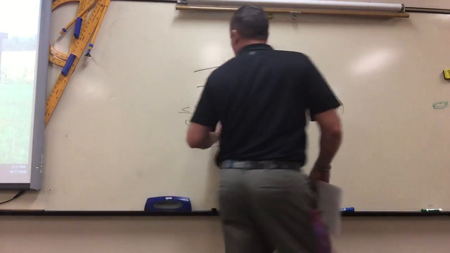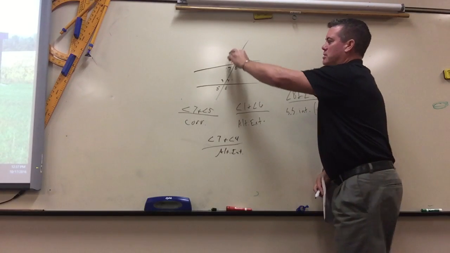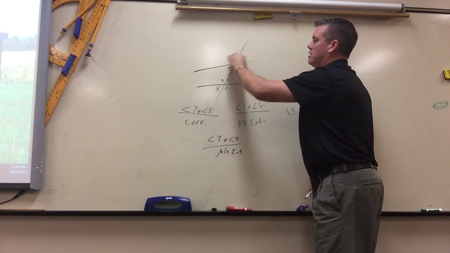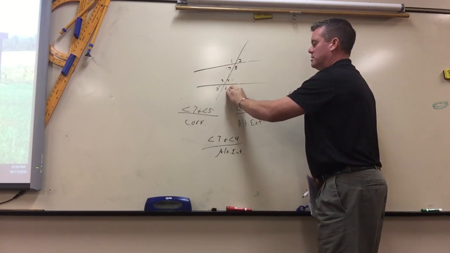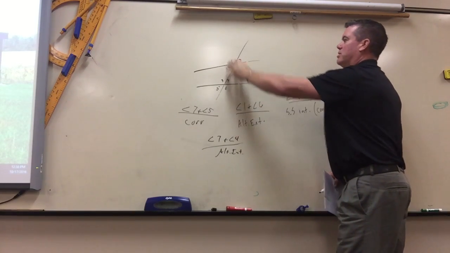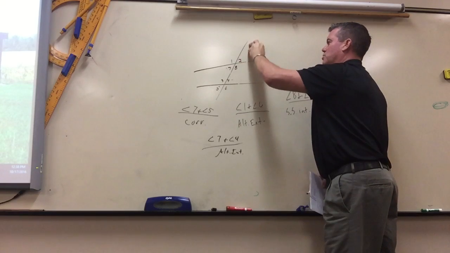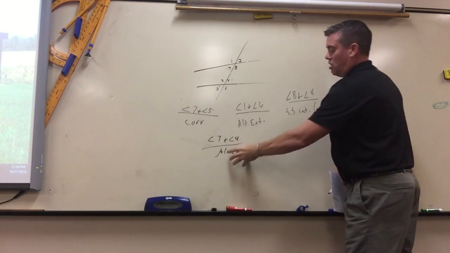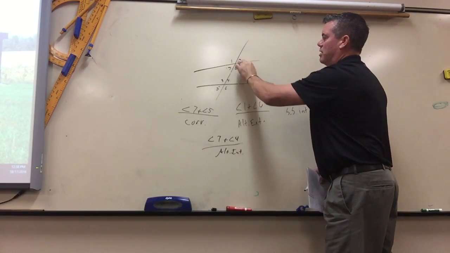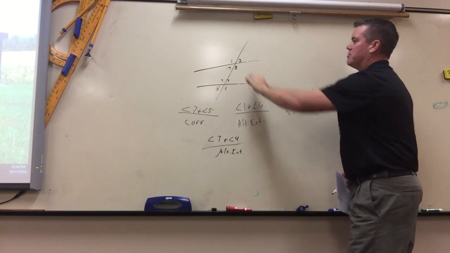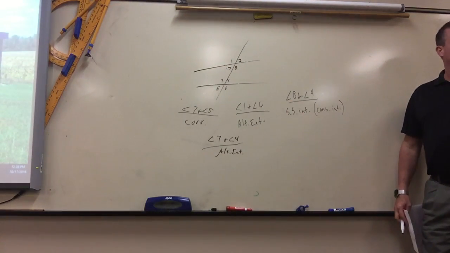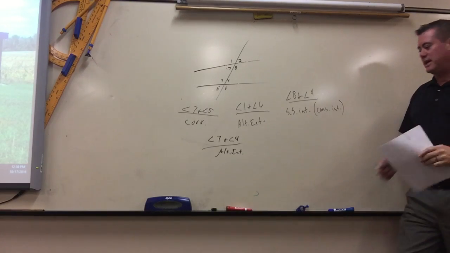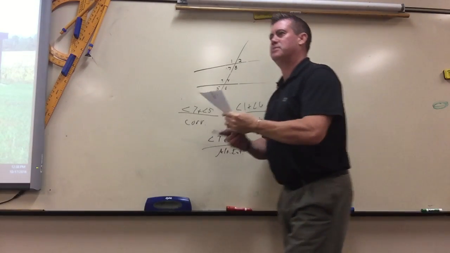So remember, corresponding are same position. 1 and 3, 2 and 4, 7 and 5, 8 and 6. Alternate exterior would be 1 and 6, 2 and 5. Alternate interior, 7 and 4, 8 and 3. Same side interior, 8 and 4, 7 and 3. You guys all understand those pretty good? Because if you understand that, it makes the whole test pretty easy.